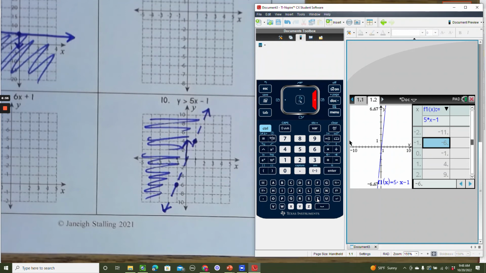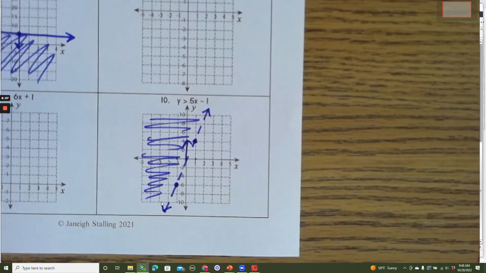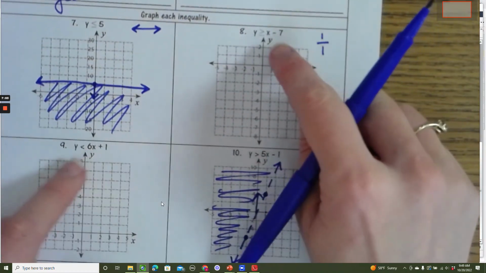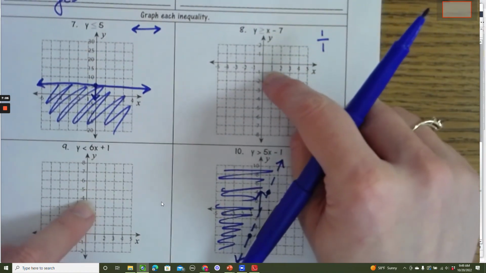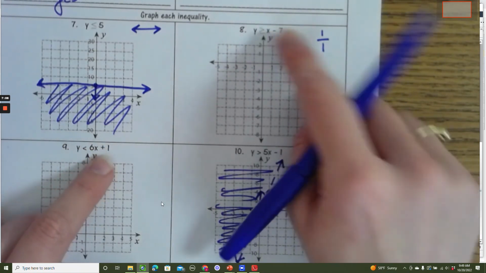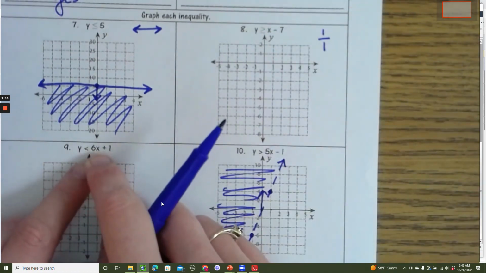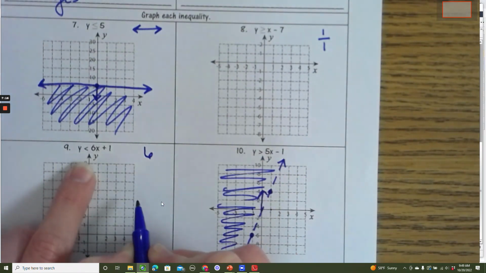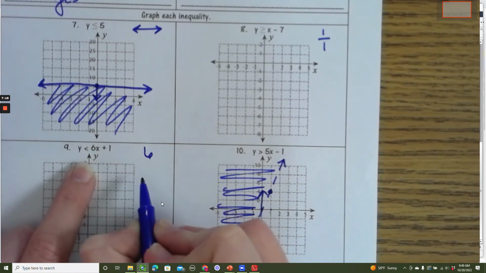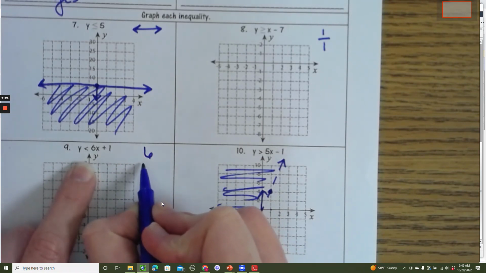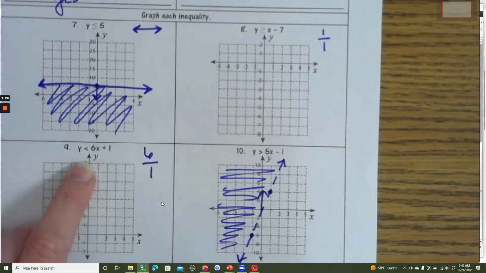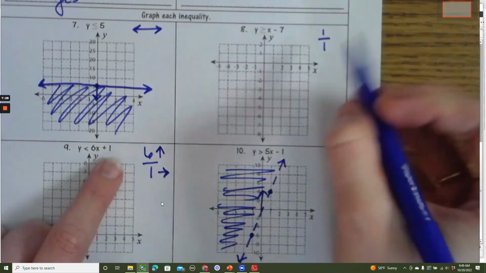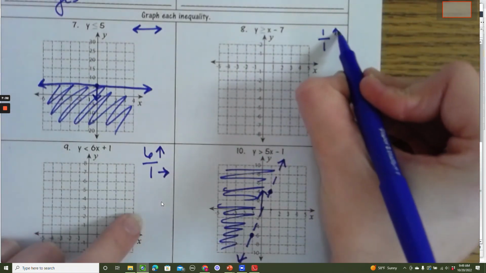Okay? Now these other two you should be able to graph. Again, these numbers right here, that's where you start on the y-axis. These are your slopes. So if we have just an x, my slope is 1 over 1. If the number in front of the x is a 6, what's my slope? What do I do to whole numbers? Over 1. So you start here and you go up 6 over 1. This one you're going to start at negative 7. Up 1 over 1.